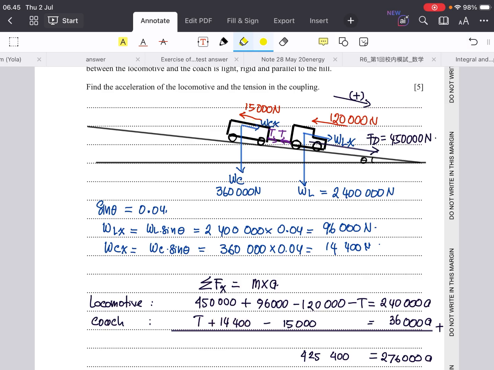WCX is positive, 14,400 Newton. And then minus the resistance 15,000 is equal to M times A. The mass of the coach is 36,000, so 36,000 times A. Adding both equations, we can cancel the T. So we can eliminate T by adding these two equations.